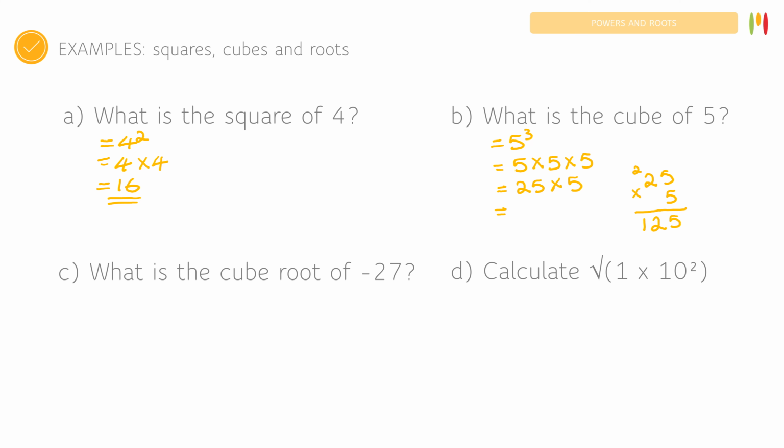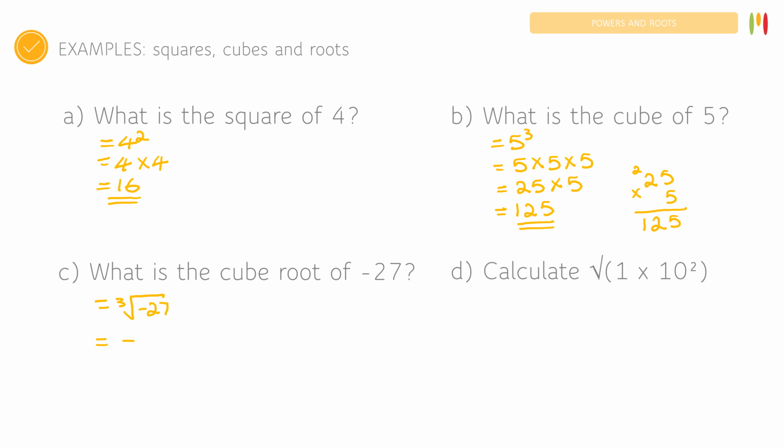Therefore, we know 25 times 5 is 125. And so 5 cubed is equal to 125. Moving on to question C. We need to work out the cube root of minus 27. So as minus 27 is negative, we know the cube root will also be negative.